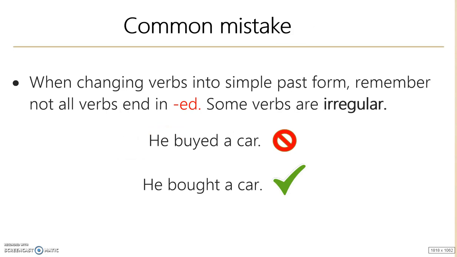Here's a common mistake. When changing verbs into simple past form, remember, not all verbs end in ed. Some verbs are irregular. Example, he buyed a car. This is incorrect, because buy is an irregular verb and it needs to be changed. So the correct version is he bought a car.